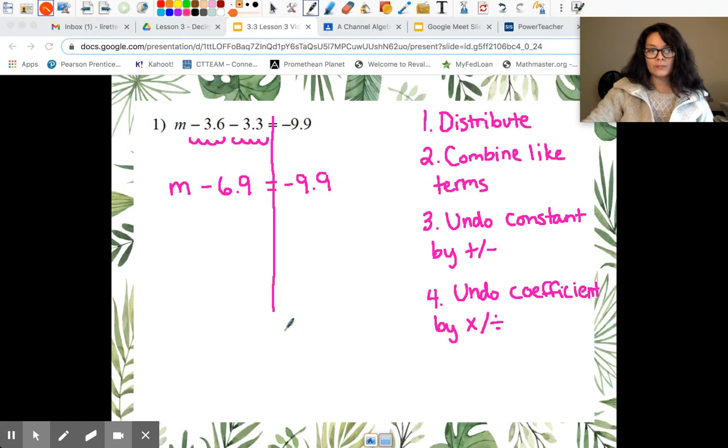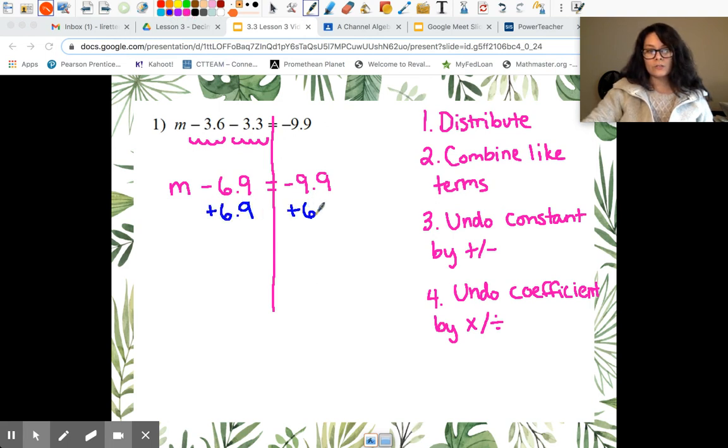And I'm just going to bring down that equals negative 9.9. Okay, so it doesn't look like I have anything to distribute or combine. I've taken care of my simplifying steps, so now I look for a constant to undo. Negative 6.9 is not touching the variable, so I know it's a constant. It's being subtracted, so I do the opposite and I add.